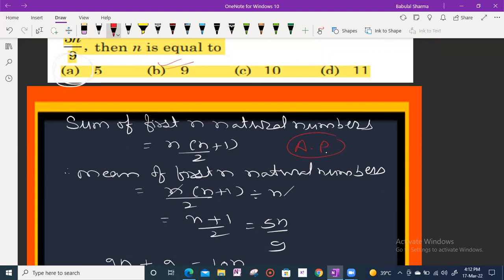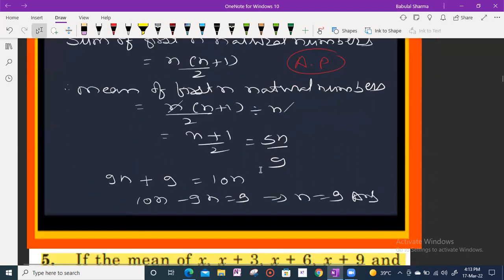We know that mean is the average, and we can say mean of the given observation is given by sum of all the observations divided by number of observations. Here number of observations is n. On putting the value and equating them, we get n is equal to 9, answer.